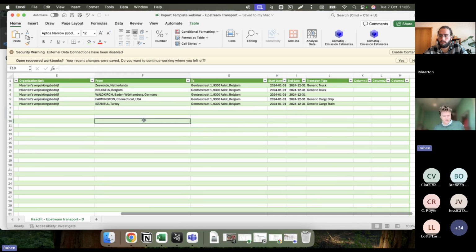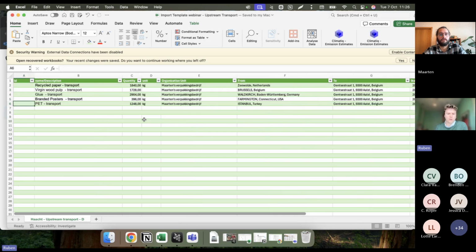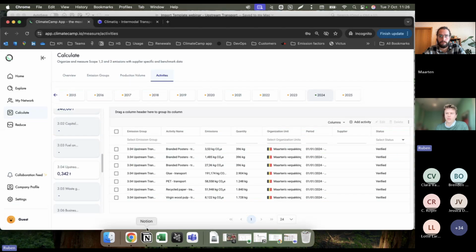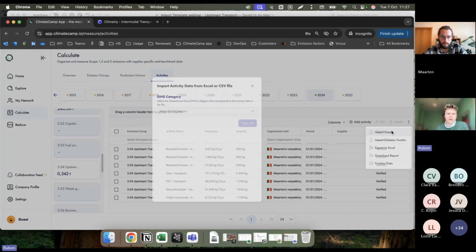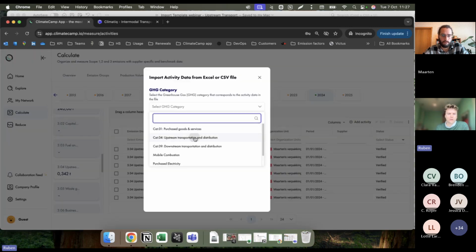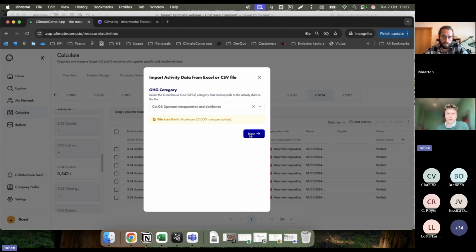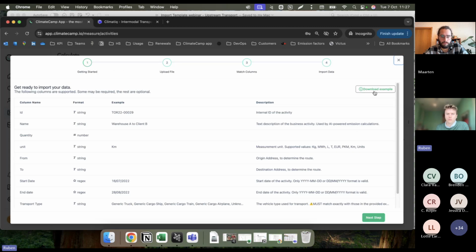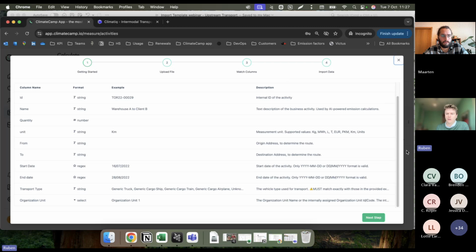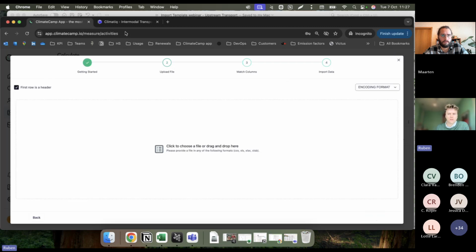If this Excel has been set up correctly, it will be possible to upload that in ClimateCamp. So if you go back to ClimateCamp, you'll see that by using the 3 dots on the right side, you'll be able to import data and indicate the category for which you're uploading the activity. Here you'll be able to download the template and get a clear description of all the fields that are required. And if you click next, you'll be able to select the file from your computer.